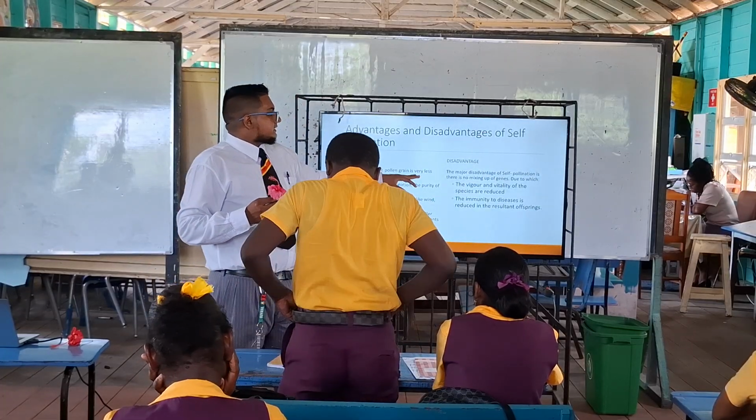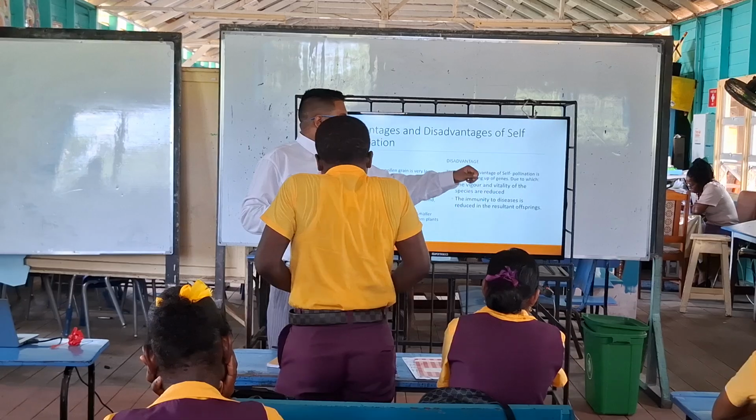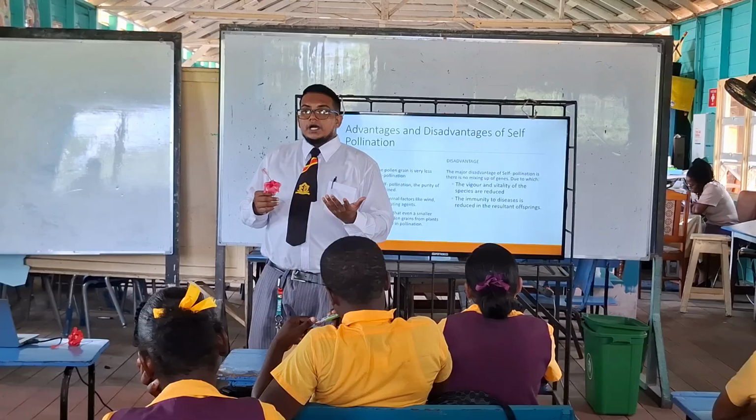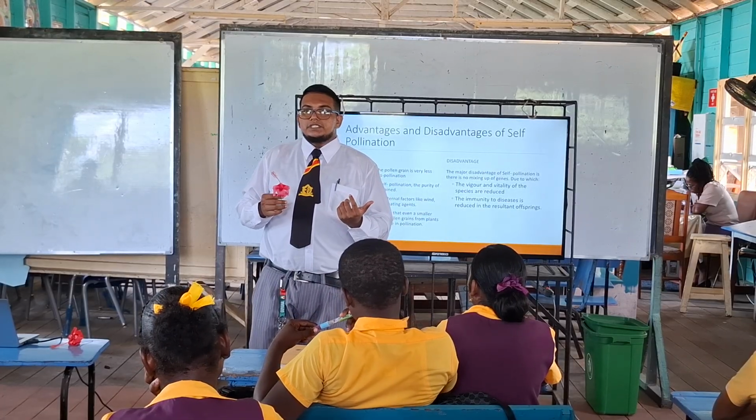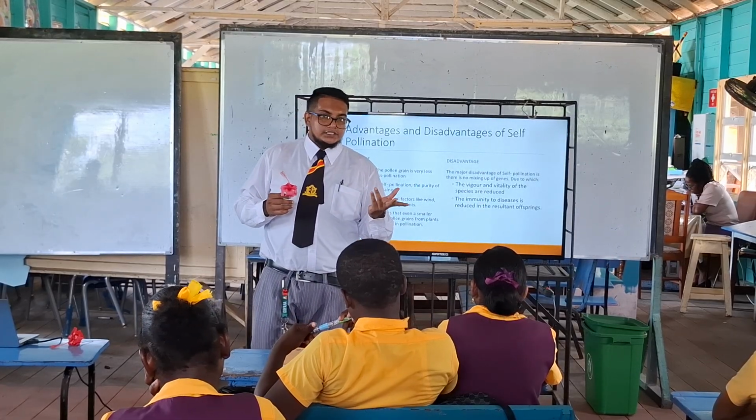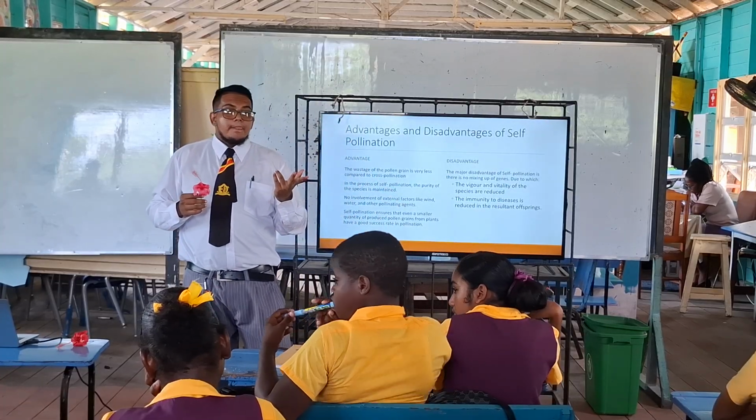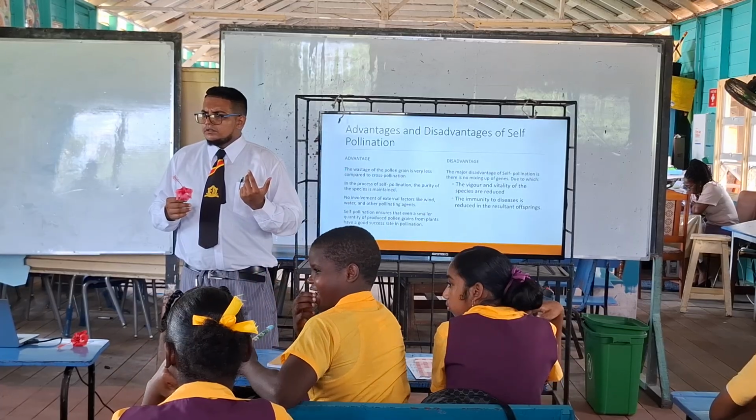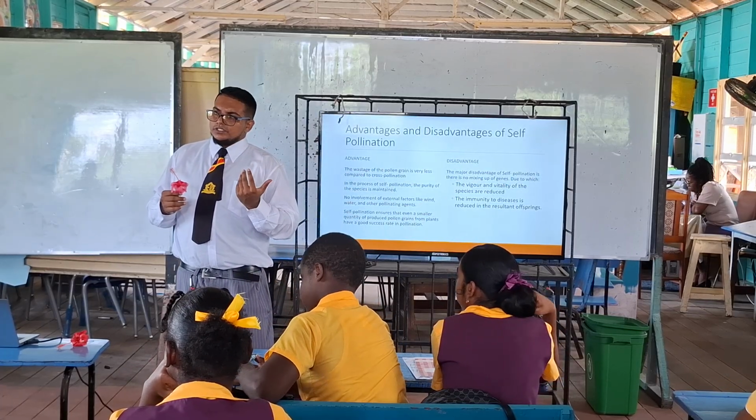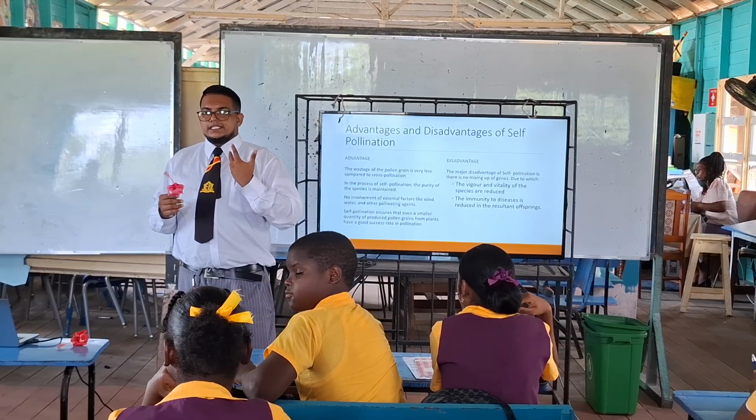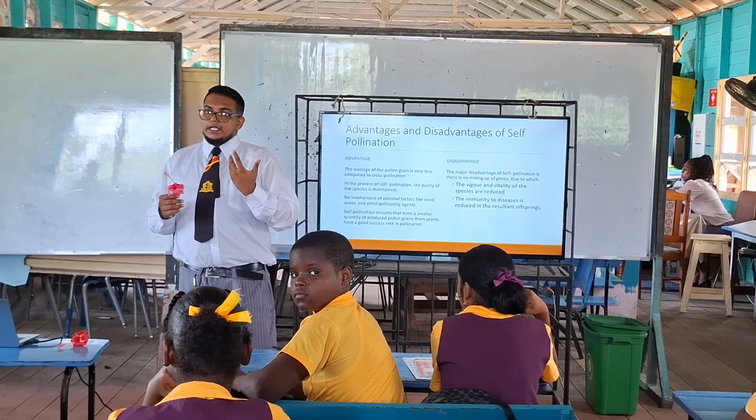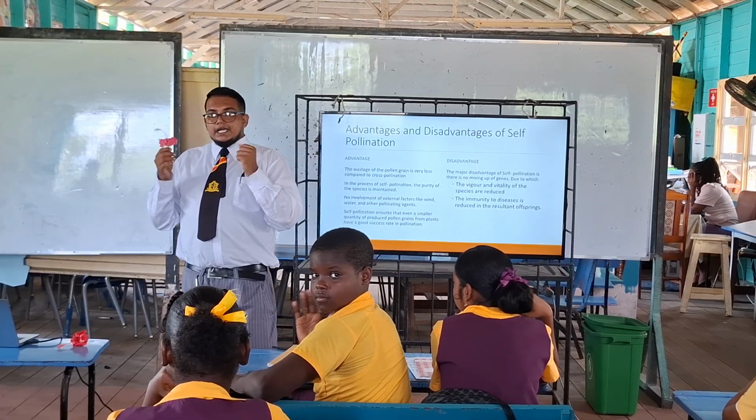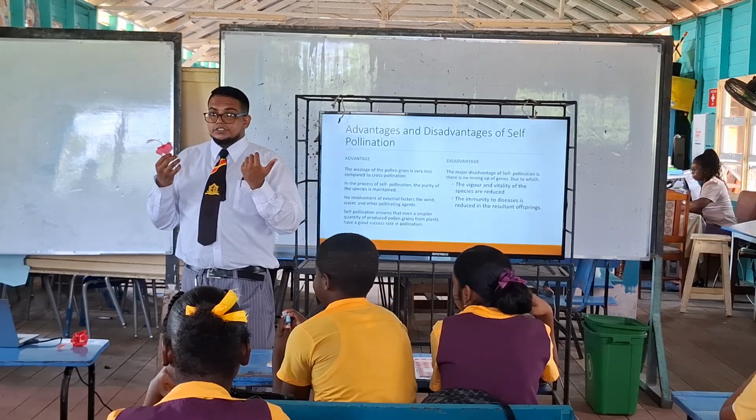Disadvantage: a major disadvantage of self-pollination is that there is no mixing of genes, due to which the vigor and vitality of species are reduced. How many know someone with either Down syndrome or autism? Y'all know what Down syndrome is? They have extra chromosomes so they come out a little different, and they can't speak like how we speak sometimes. Sometimes the hands aren't as dexterous as ours.